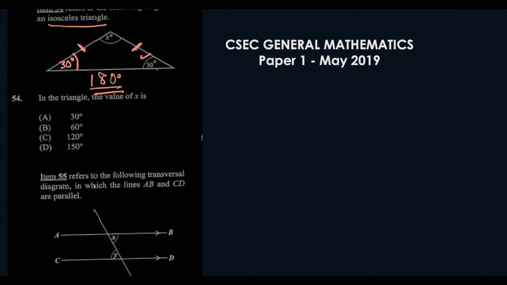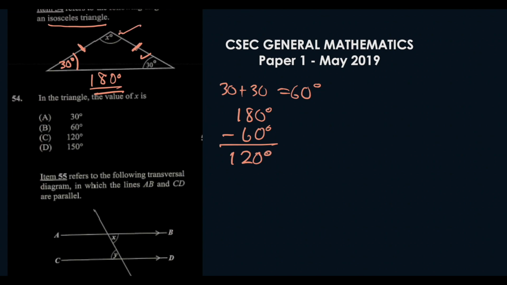So 30 plus 30 is 60 degrees. And now this missing value x has to be 180 degrees minus 60 degrees. That's going to give us 120 degrees. And if we back check it, 120 plus 30 is 150, 150 plus 30 is 180. So therefore that is correct, and our answer is 120.